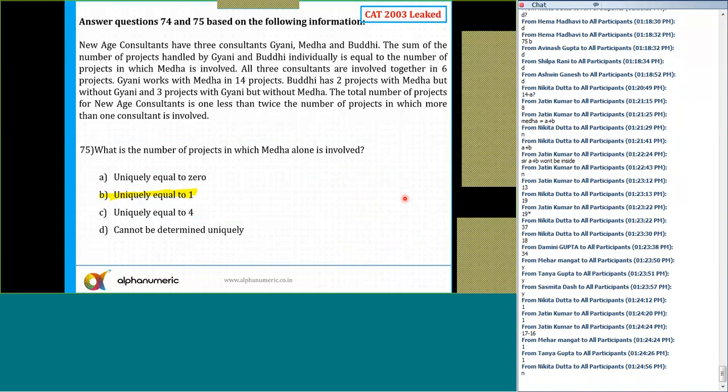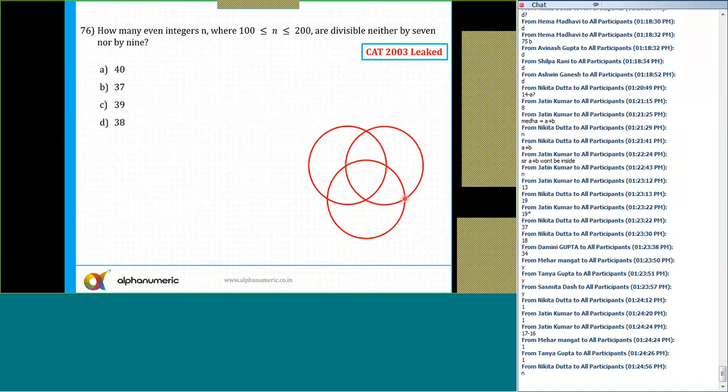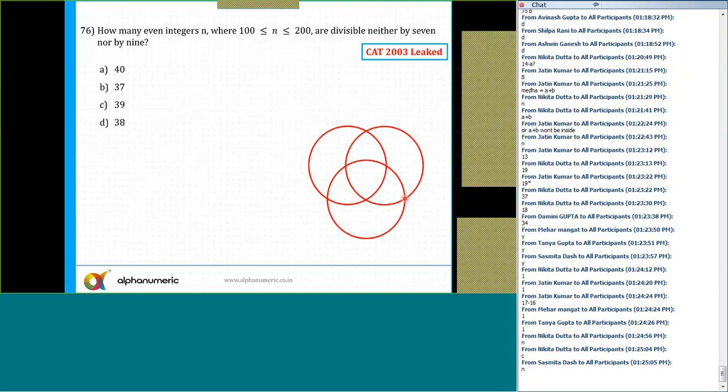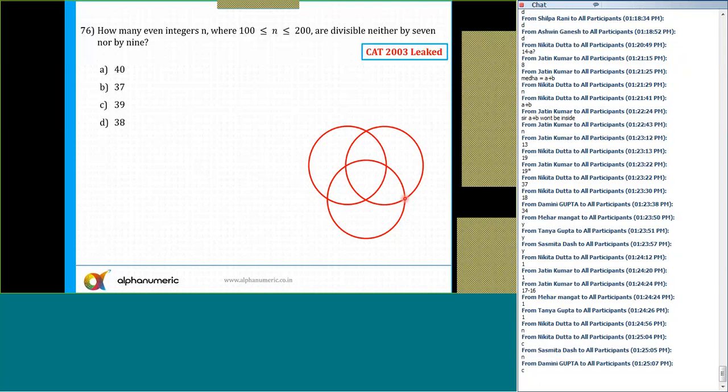All right, so let's move to the next question. 76. What is the answer for question number 76? The correct answer is option C, which is 39.